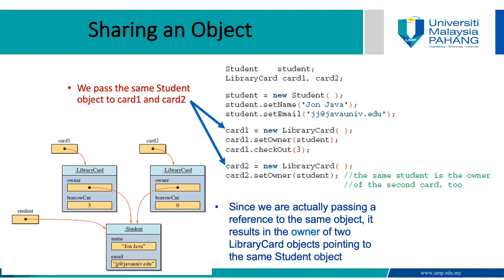If you notice here, we pass the same student object to card1 and card2. The same object with information. So the same student is the owner of the second card too. So this student will have two library cards. Since we are actually passing a reference to the same object, it results in the owner of two library card objects pointing to the same student object.